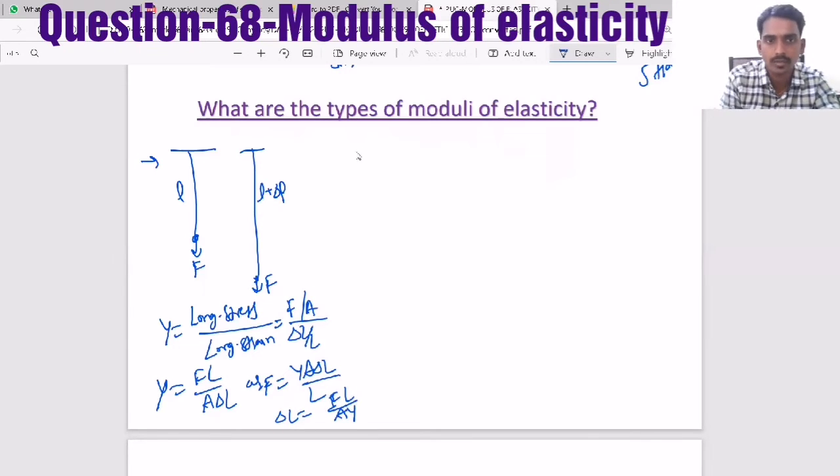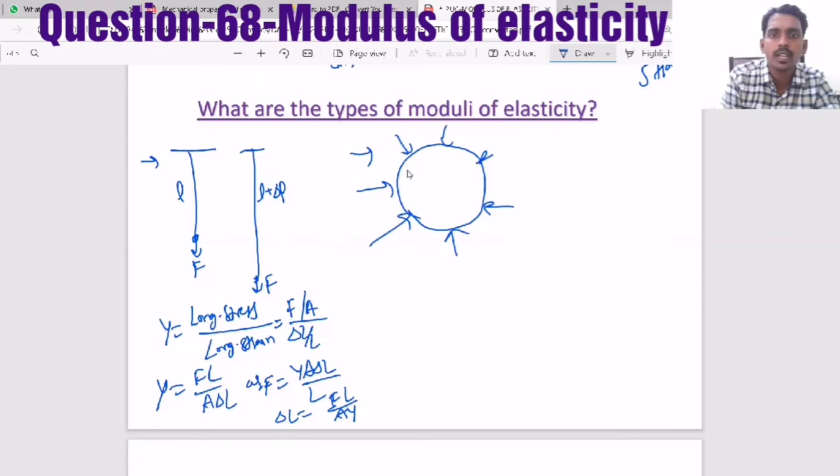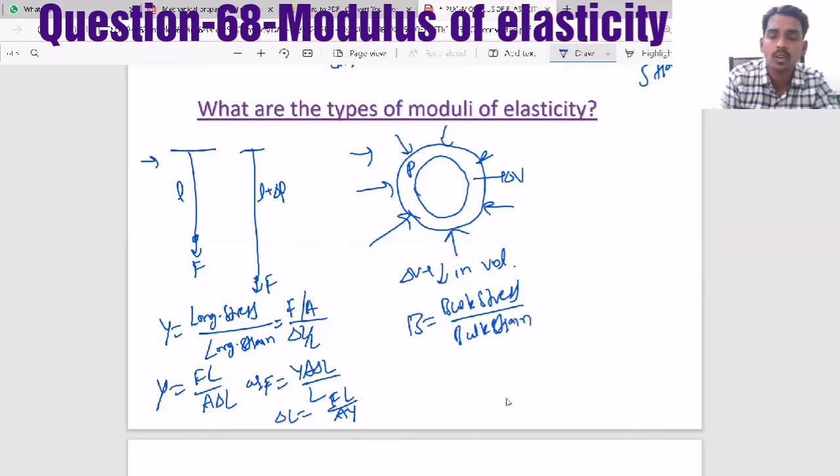These are the formulas. In the second case, when you consider a solid sphere inside a liquid, the pressure applies at every point, so there is a decrease in volume, delta V. Then there is a constant B, that is bulk stress by bulk strain, or you can say volume stress by volume strain, and bulk stress is nothing but pressure divided by minus delta V by V. Minus comes because there is a decrease in volume.